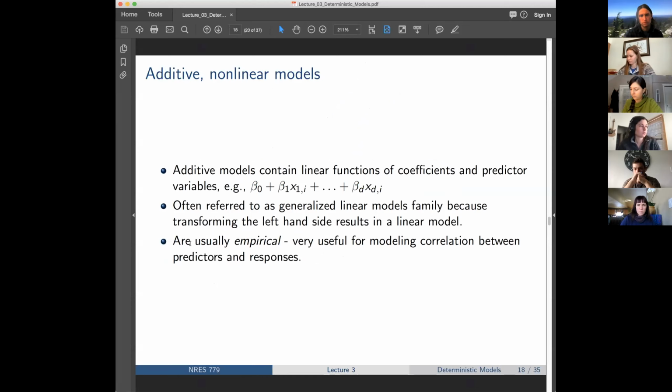All right. These generalized linear models and linear models are usually empirical models. So they're very useful for modeling the correlation between predictors and responses, but they're less useful for understanding why those correlations occur. So we talked about one of the objectives of this lecture being to distinguish between purely empirical relationships and more mechanistic relationships. So if we're just looking at the relationship between X and Y, we can fit a model and interpret the model and say, well, it looks like these data are correlated. And maybe that tells us something useful.